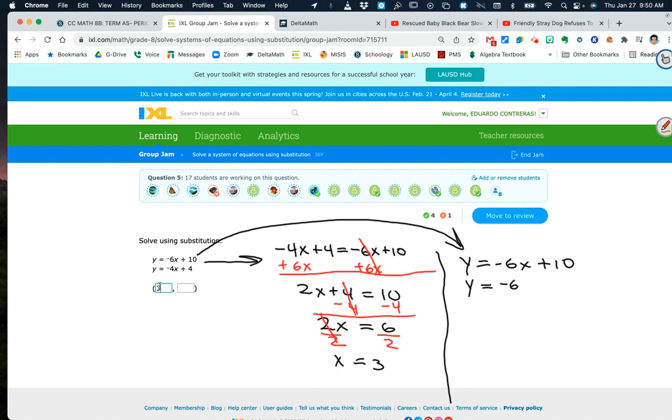So negative 6 times 3 plus 10. Any questions there? The reason I'm doing 3 is because that's what x equals. That's negative 18 plus 10. So y turns out to be negative 8. Negative 18 plus 10 is negative 8. So let's try that out. 3, negative 8.